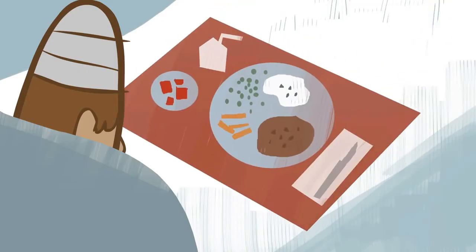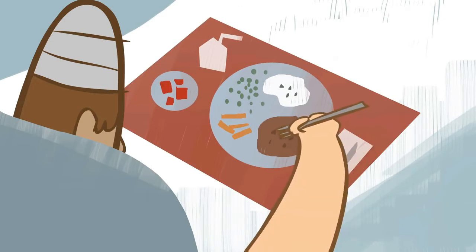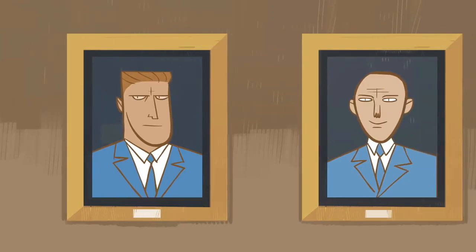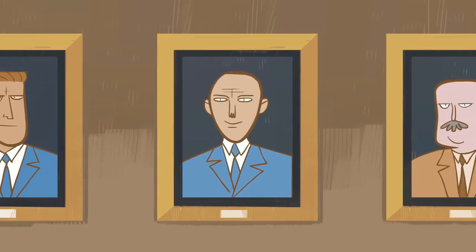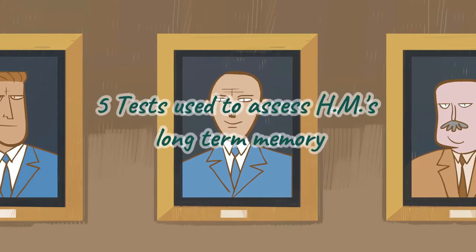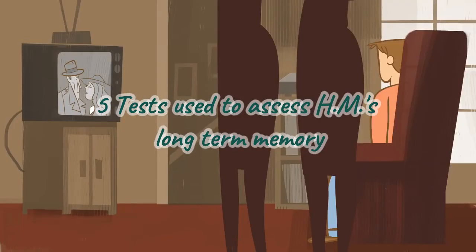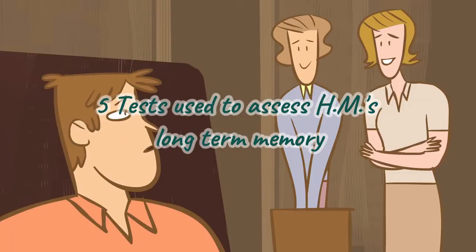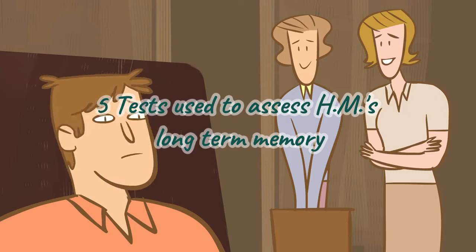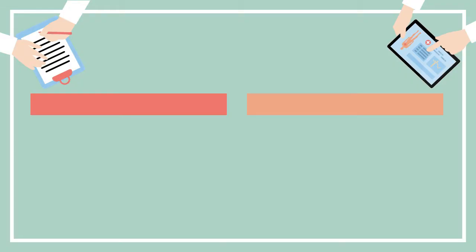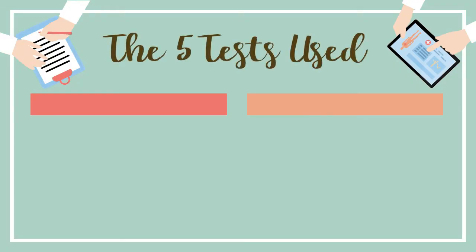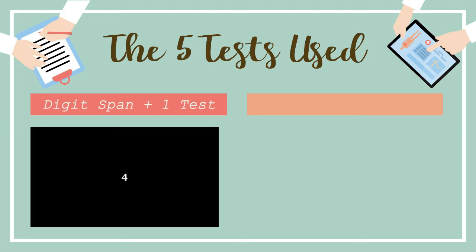Now let's move on to the formal assessment of H.M.'s anterograde amnesia, discovery of unconscious memories. In this part, we will describe the specific memory tests used to assess H.M.'s anterograde amnesia. These are actually 5 tests that were used to assess his long-term memory. The first test was called the Digit Span +1 test. This is actually a classic test of verbal long-term memory.